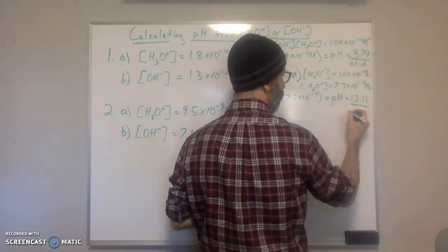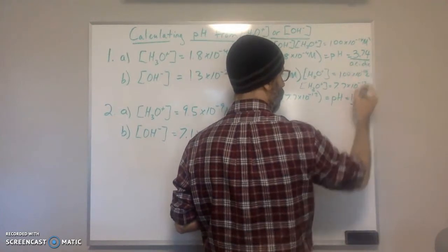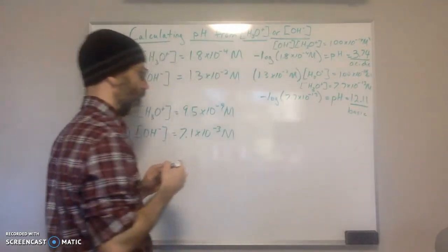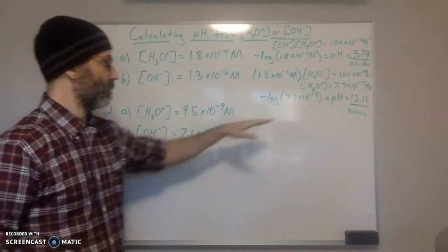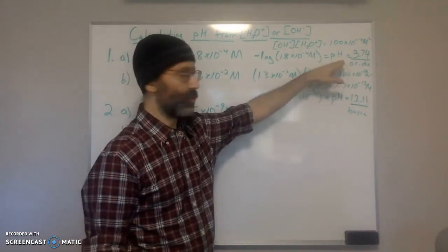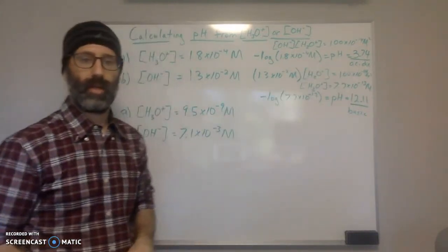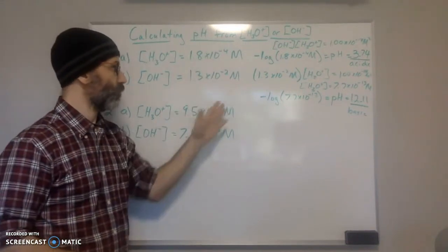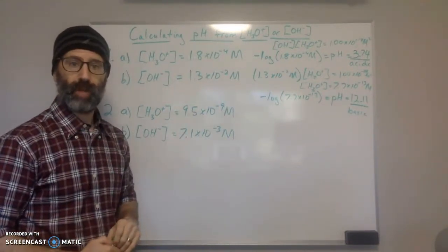And looking at both of these, this pH indicates an acidic solution, and this one indicates that we have a basic solution. So a pH higher than 7 is basic, and a pH lower than 7 is acidic. Okay, and that's how you would do these sorts of problems.